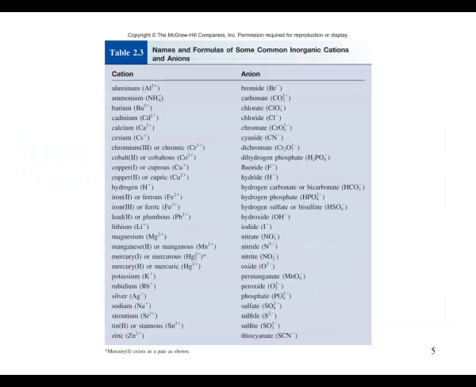Here's an important table of common inorganic cations and anions. It's important to look at not only the name, but also the formula and the charge. You have to memorize all three things, especially for the polyatomic anions.